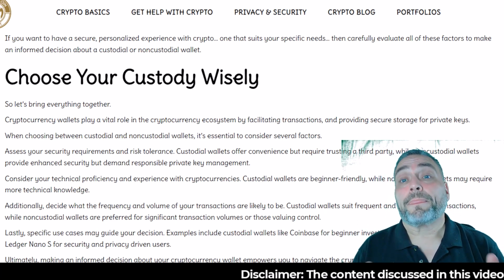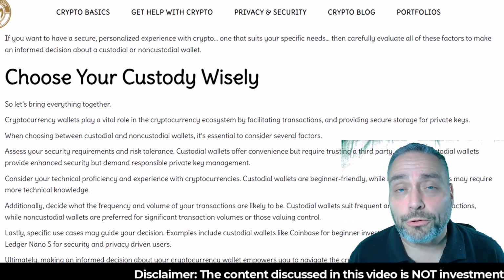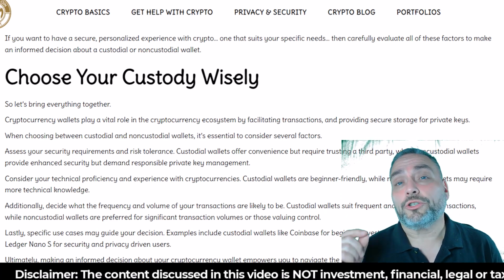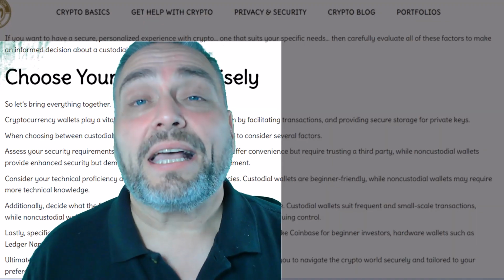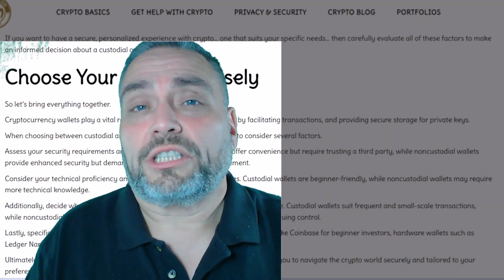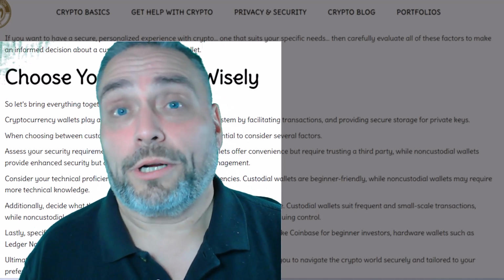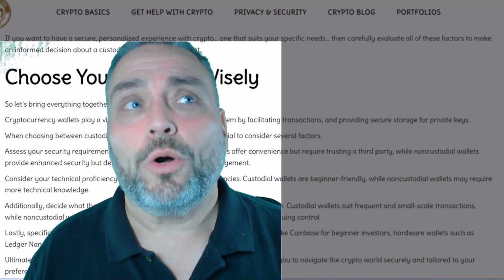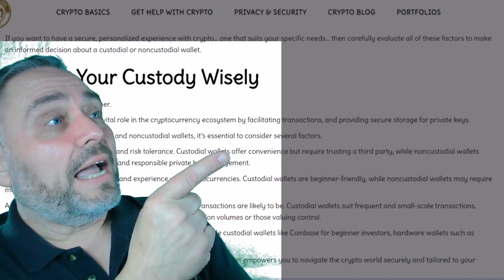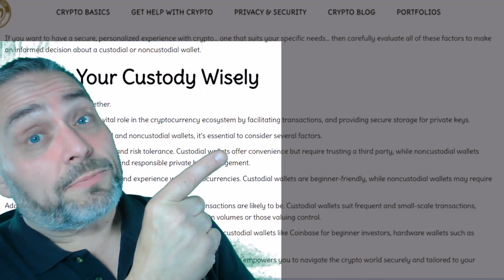Either way, you definitely are going to need to use a cryptocurrency wallet to interact with and secure your digital assets. As a matter of fact, having a cryptocurrency wallet is so important, I've dedicated an entire playlist to cryptocurrency wallets. Head here, check out this playlist.